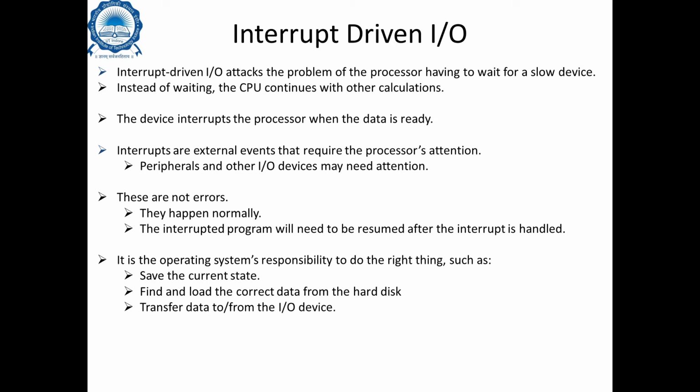So how will it resume back to the interrupted program? It is through the help of an operating system. The OS has some responsibility here. First, it saves the current state. Second, it finds and loads the correct data from the hard disk. And third, it transfers data to and from the IO devices. So here the OS has a role in case there's an interrupt coming in.